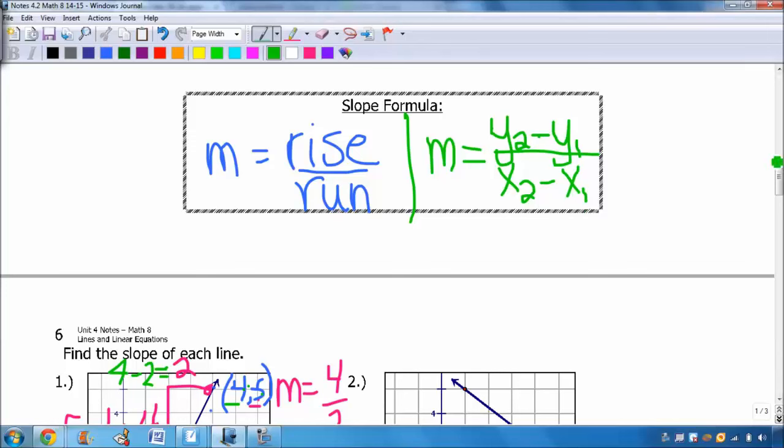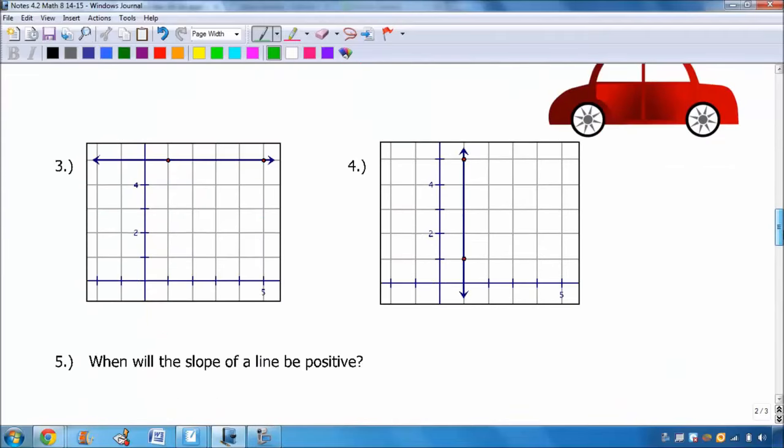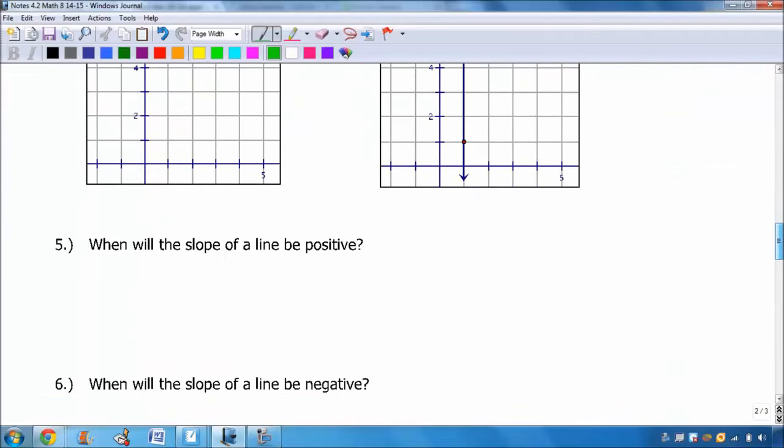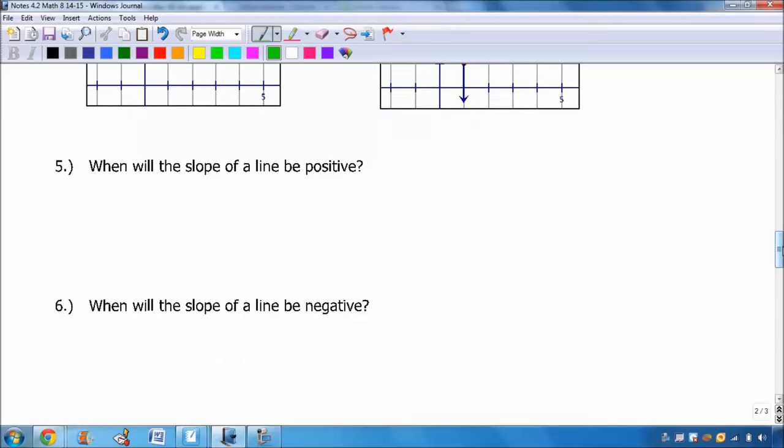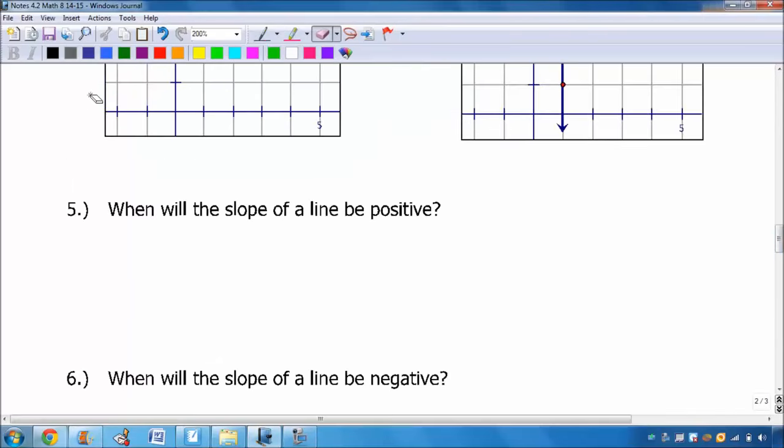So if you guys could go down and let's look at question number 5 and number 6, and then we'll apply the slope formula to question number 7. Just to give you a heads up, when you watch the next segment of the video, it's going to be from an older video, so you're going to see a picture that is not on your paper. You're still looking at the right paper, and the question number might be different as well.